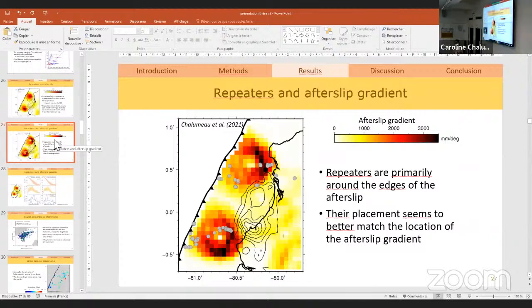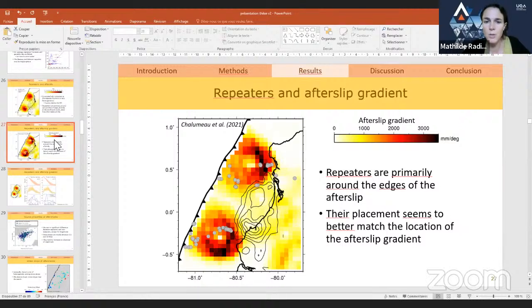Right. So as far as I've been able to see, the afterslip gradient really evolves in much the same way as the afterslip evolves. Because the afterslip doesn't really move very much, at least in the first month, there's not a great correlation in time between the repeaters and the afterslip, and it's the same with the afterslip gradient. As far as I can see, there's no strong correlation in time between the afterslip gradient and the repeaters.